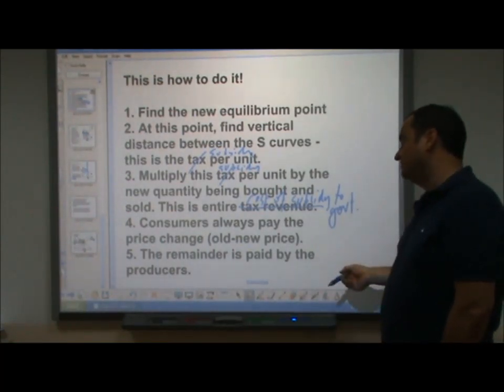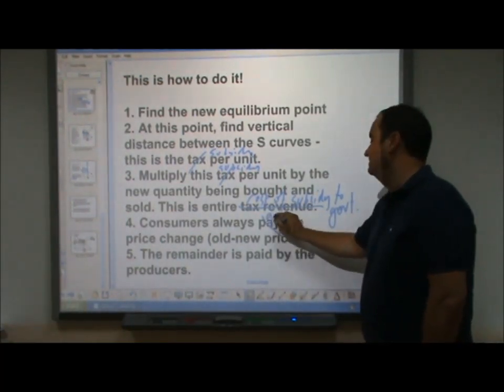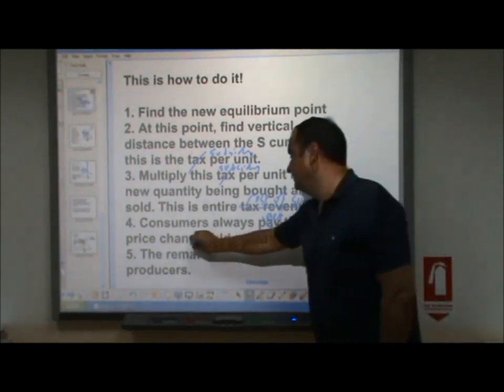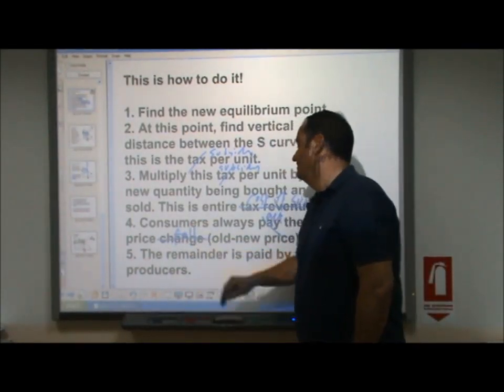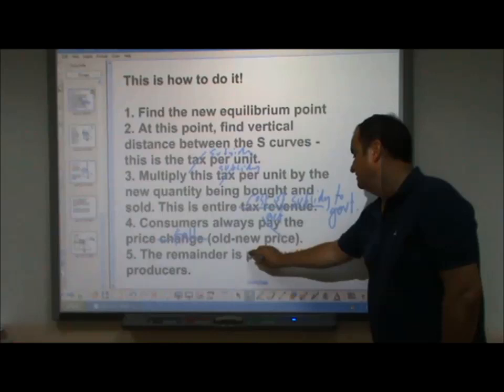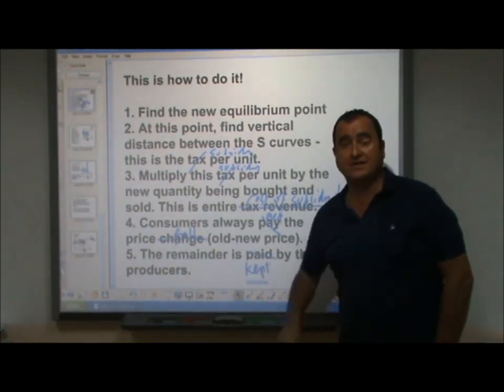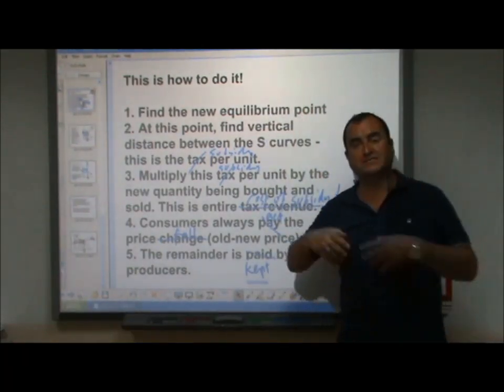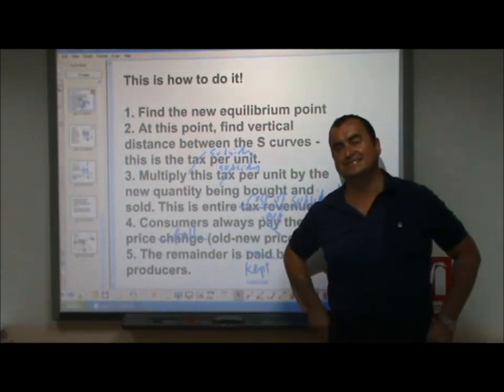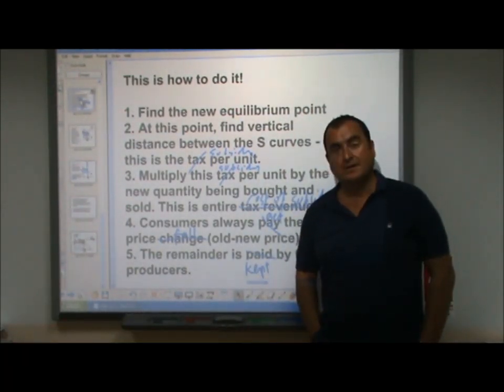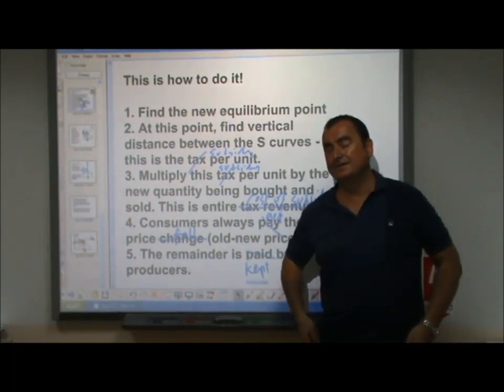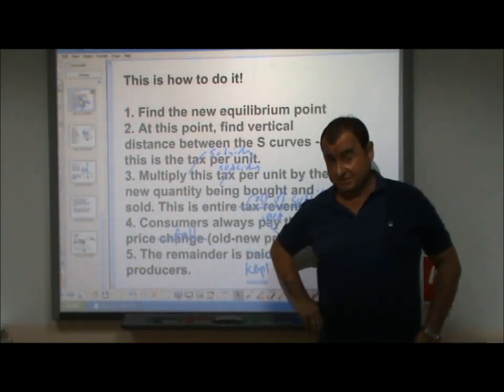Consumers always pay the price change, always get the price fall, and the remainder is kept by the producers. Get the idea? If you learn this, you can apply it to both tax and subsidies. Okay? Well, I hope I explained that. Felt like I rushed it a bit, but anyway, important topic, a little bit dull, but never mind. Does come up on exams an awful lot.